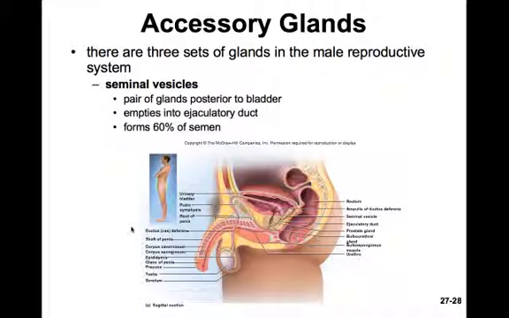So as the spermatic ducts make their way from the testes to the exit of the penis, there are 3 sets of glands that they'll encounter. First, the seminal vesicles, which are a pair of glands posterior to the bladder that we see here. Each is associated with 1 ejaculatory duct, and they produce a yellowish substance that constitutes about 60% of the semen.